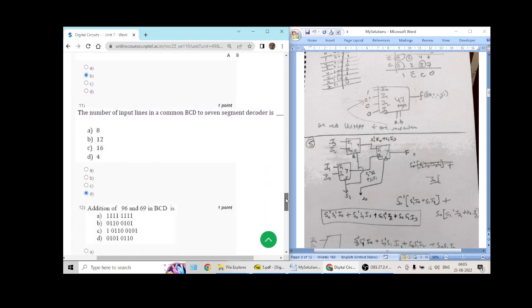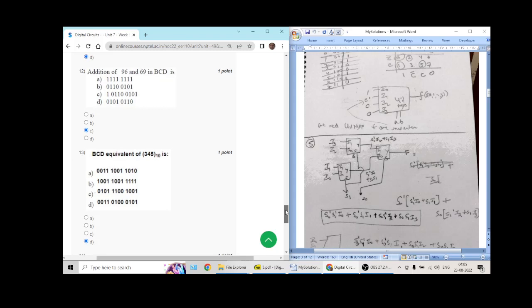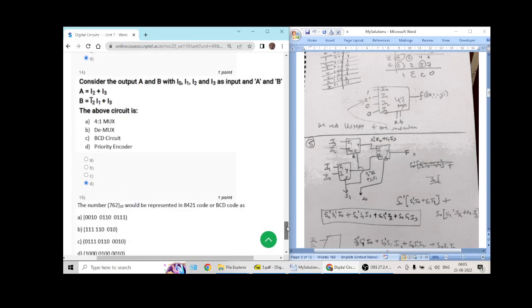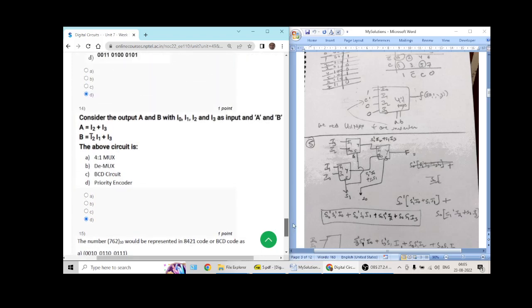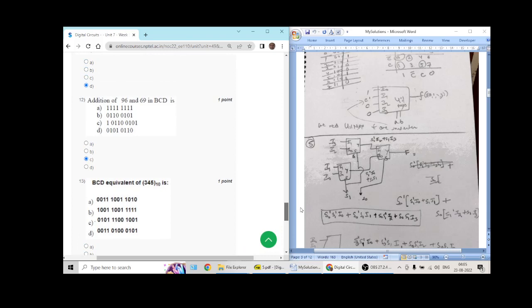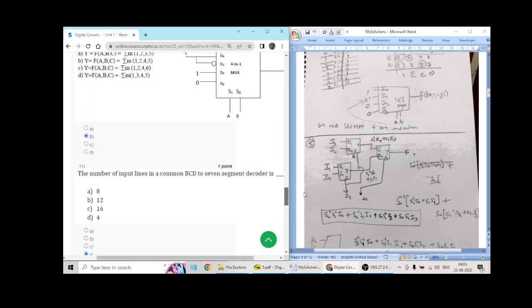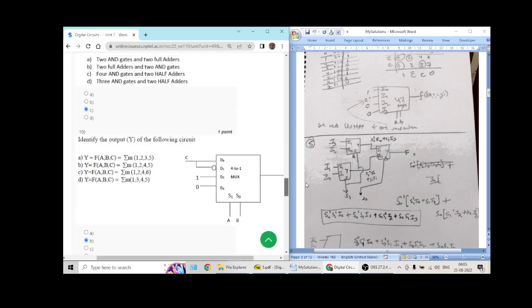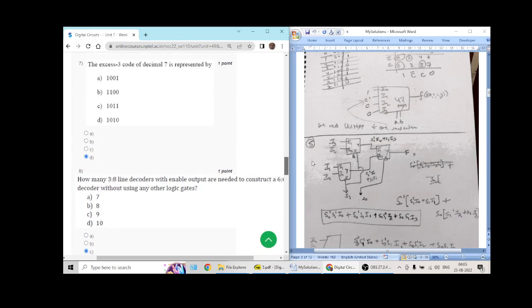Question number 11, D. Question number 12, C. 13, D. 14, D. 15, C.